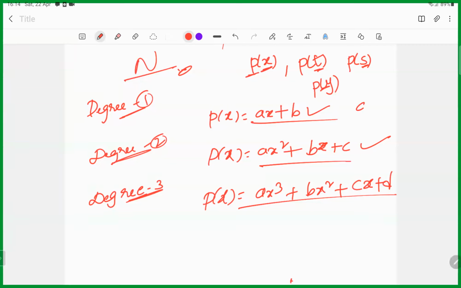So here a must not be equal to 0. Here also a must not be equal to 0. Here a must not be equal to 0. So here in the degree 2, if a equal to 0, what happens? Rohit, the degree 2 polynomial, if a equal to 0, what will happen? Very good. It's not a degree 2. It will become degree 1 or less. That's why we must ensure that a must not be equal to 0.